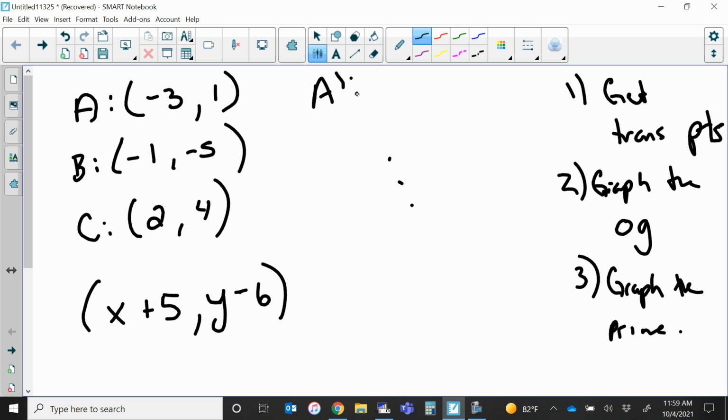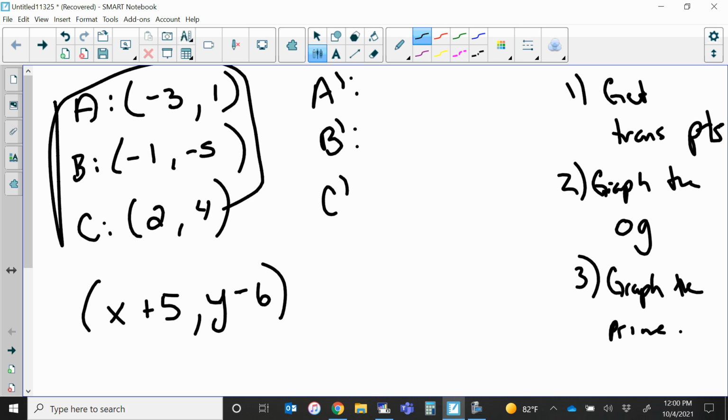So I want you to first find A prime, then find B prime, then you're going to plot these points on the graph, and on the same one, you're going to plot these points. Does everybody understand the 3 things you're working on?